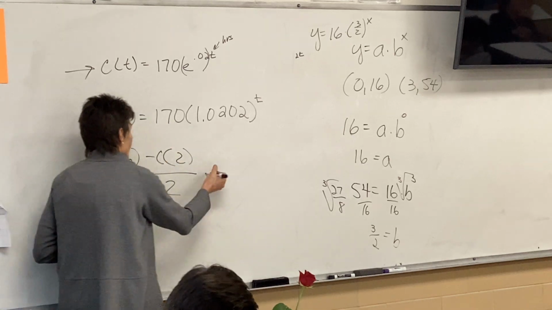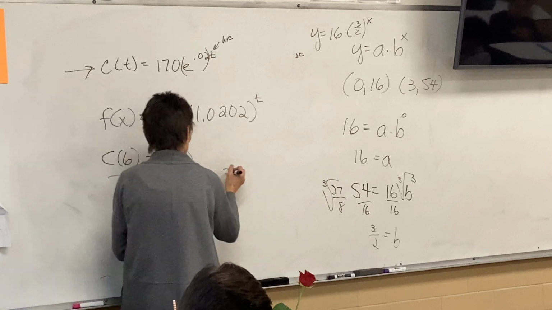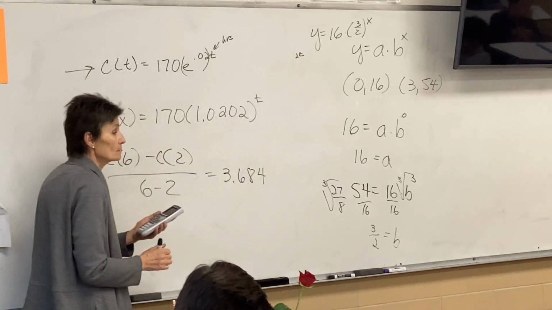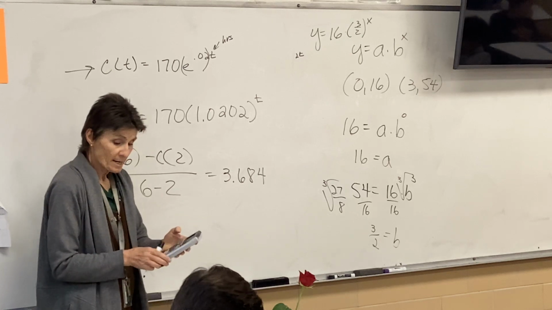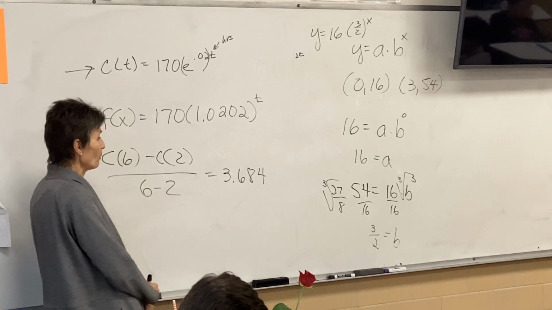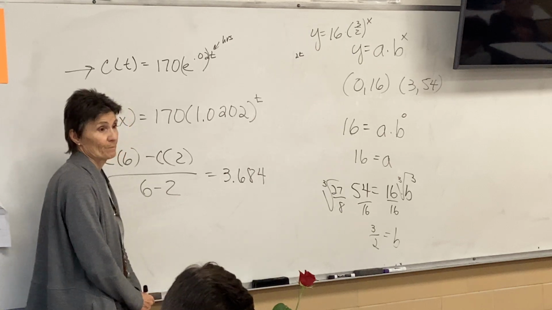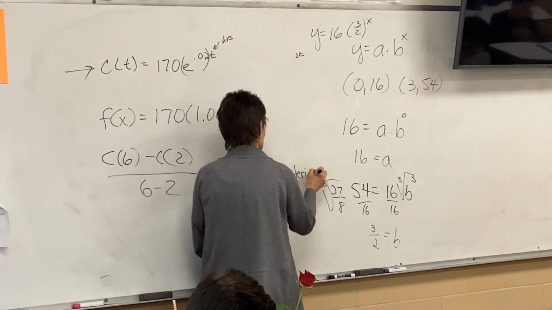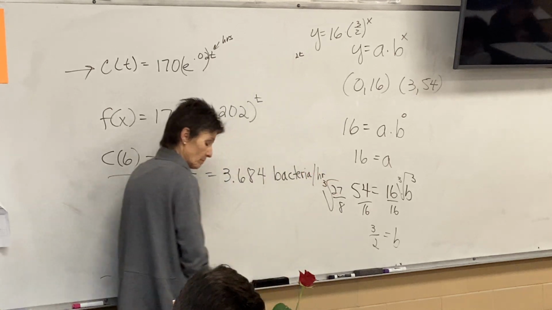Okay, so what did I come up with? 3.684. It's a rate of change in a context. So what's the unit on it? That's 3.684 bacteria per hour. Bacteria per hour. Okay?